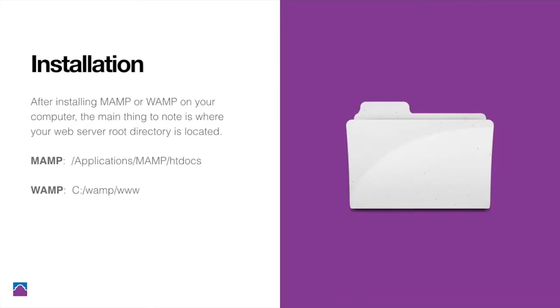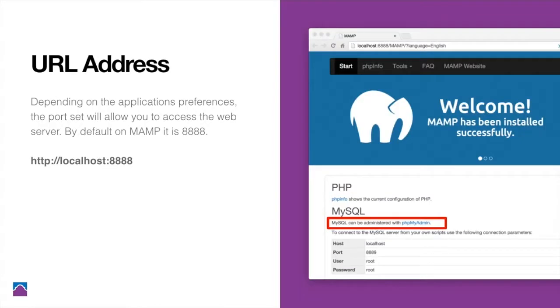And then these are the directories where they're going to be located. MAP has htdocs within the MAP directory, and then WAMP has a www directory. And then the URL address is just the port number, which is 48 on there. You can customize that as well. I've never really played around with it, but you can customize it if you like to do that kind of stuff.